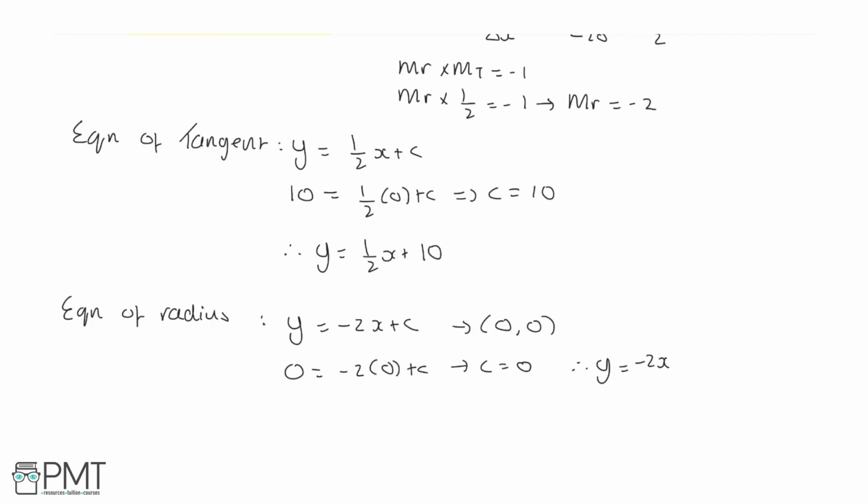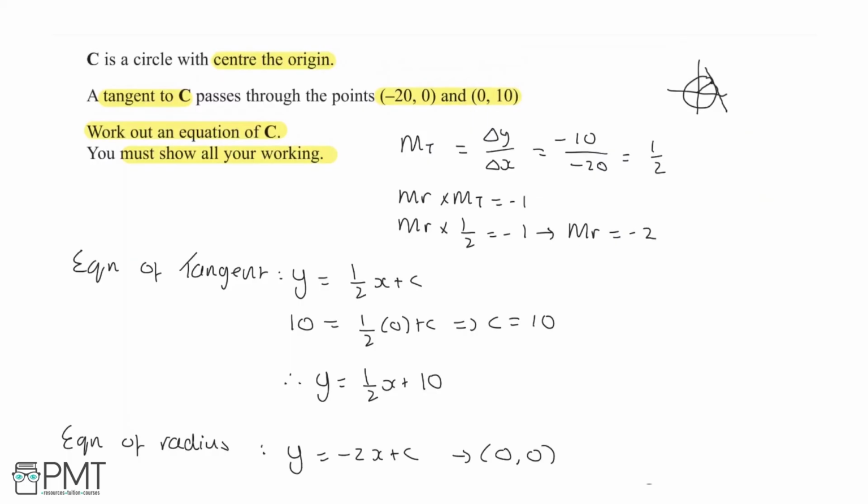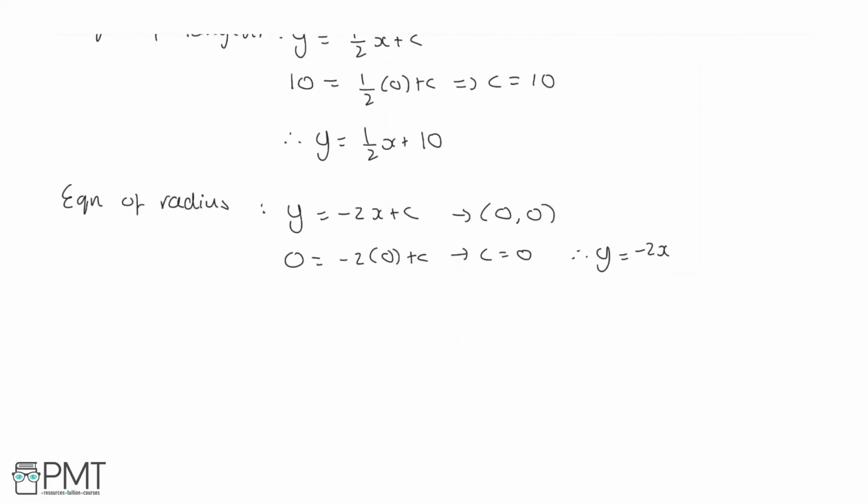Now we need to find the point of intersection between these two. Because once we've found the point of intersection, we can use it to work out the actual value of the radius using Pythagoras' theorem. So let's find these simultaneously. The point of intersection is going to be where -2x = half x + 10.